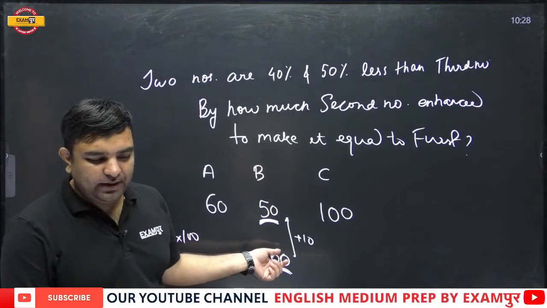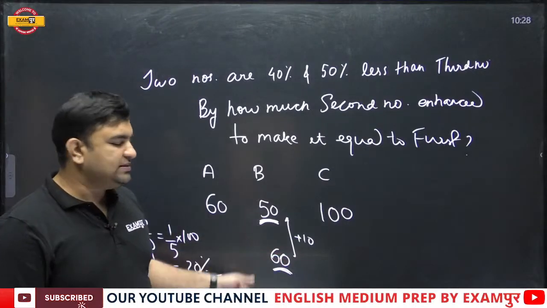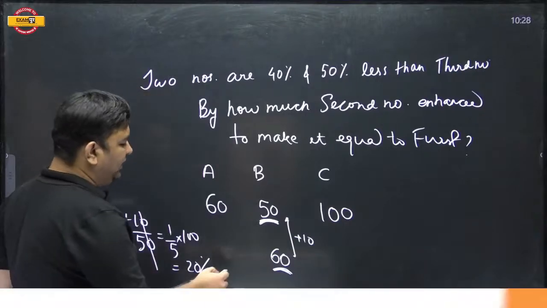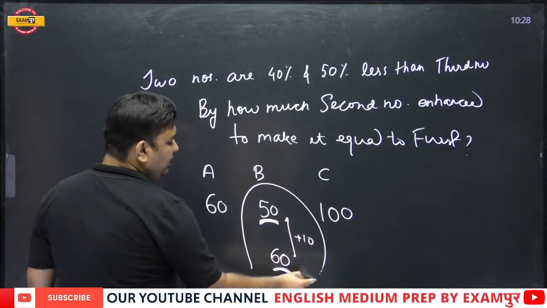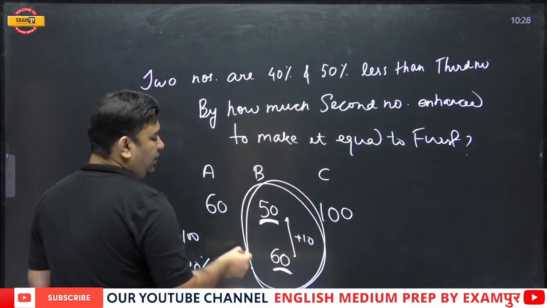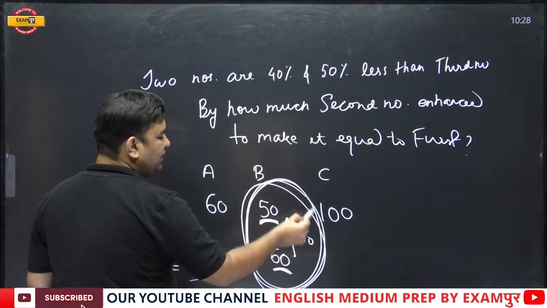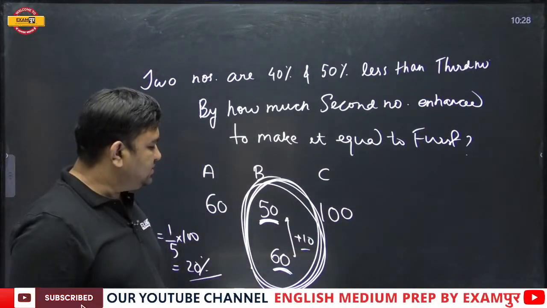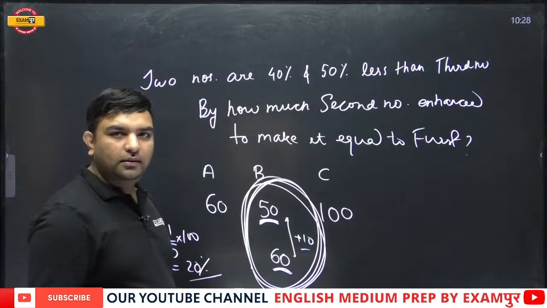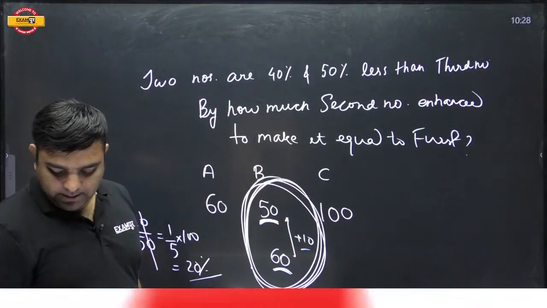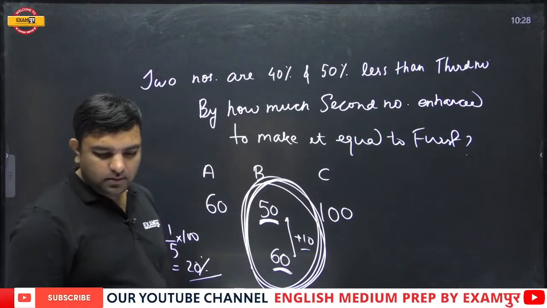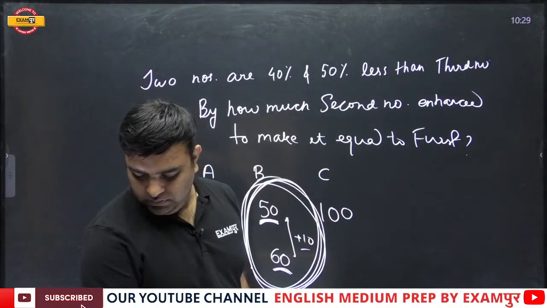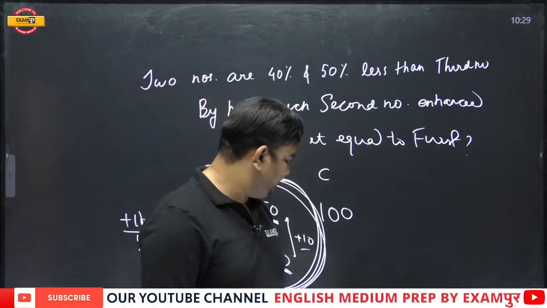I think you are taking the change of 10 over 60. But no, that is the point over here, that you have to take the change over 50 only, because you are increasing the second number from 50 to 60. So increment of 10 over 50. Okay? Great. Next.